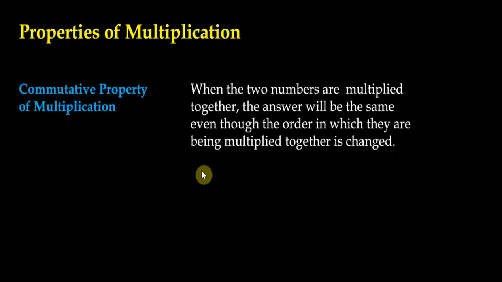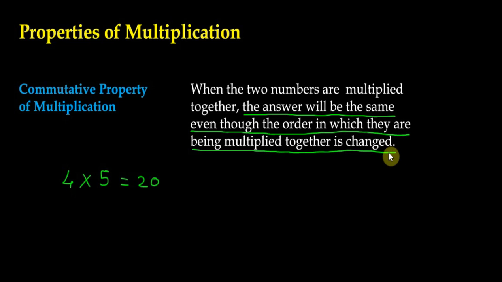So let's understand this with an example. Let's take two numbers, 4 and 5. Now let's multiply these two numbers. So 4 times 5 is 20. Now according to this property, when two numbers are multiplied together, the answer will be the same even though the order in which they are being multiplied together is changed.